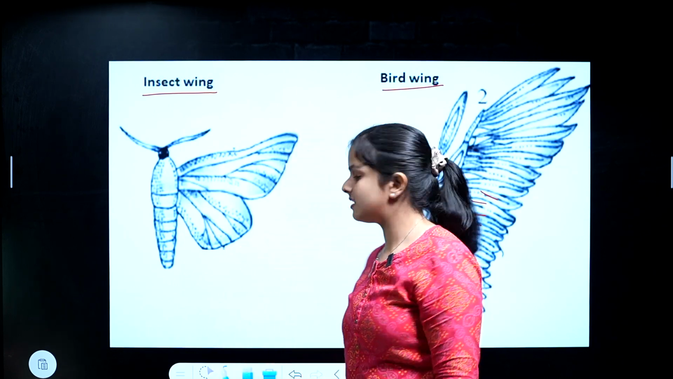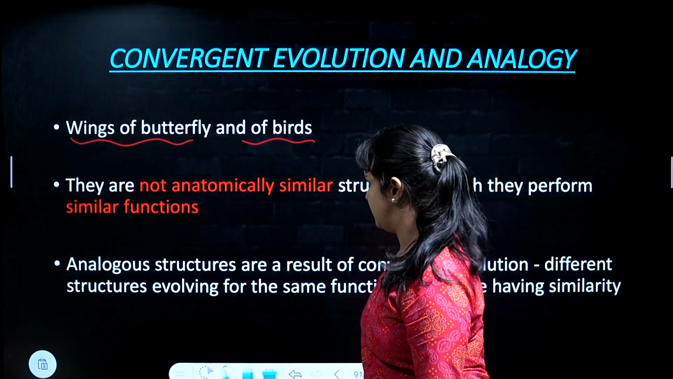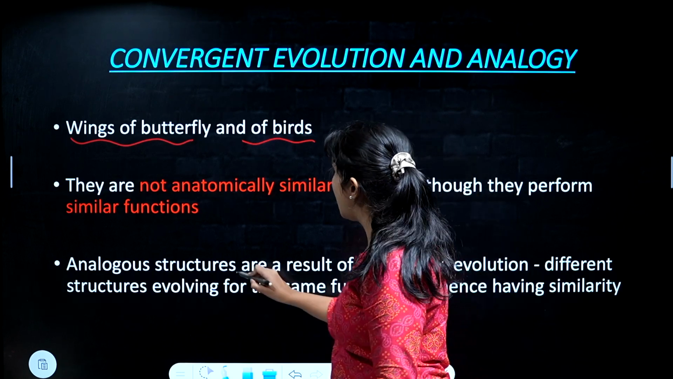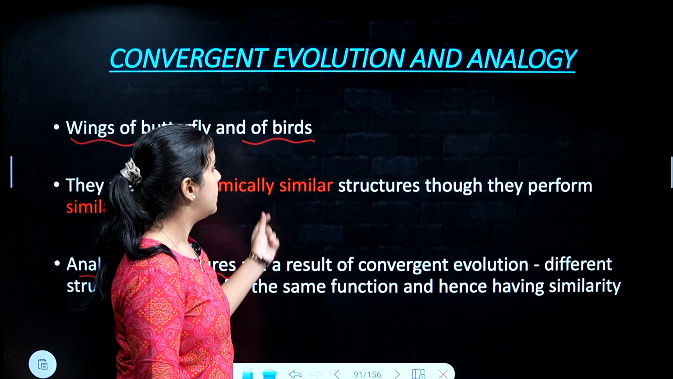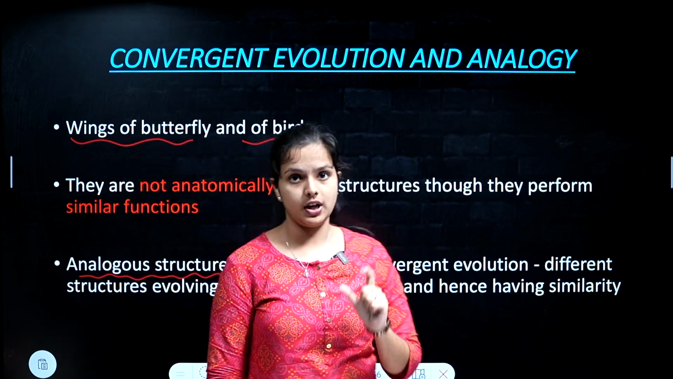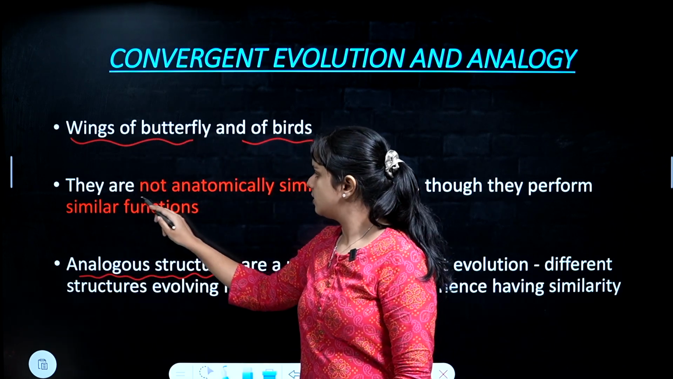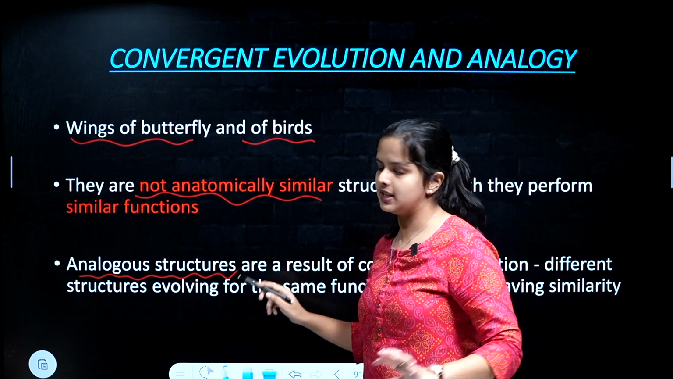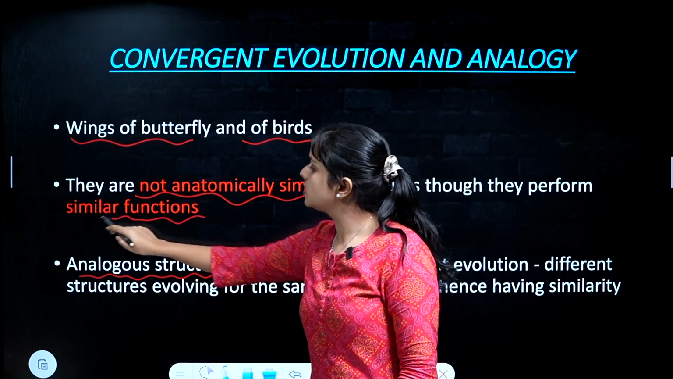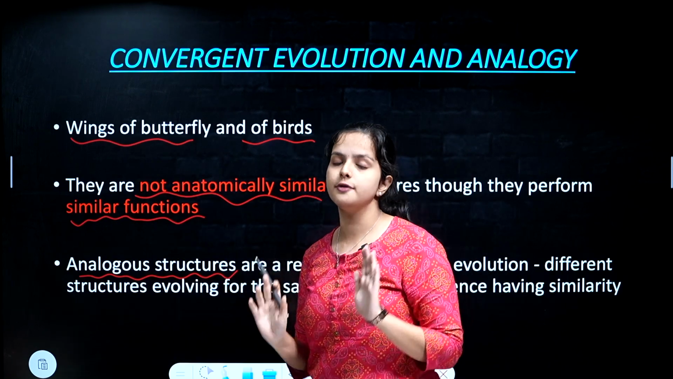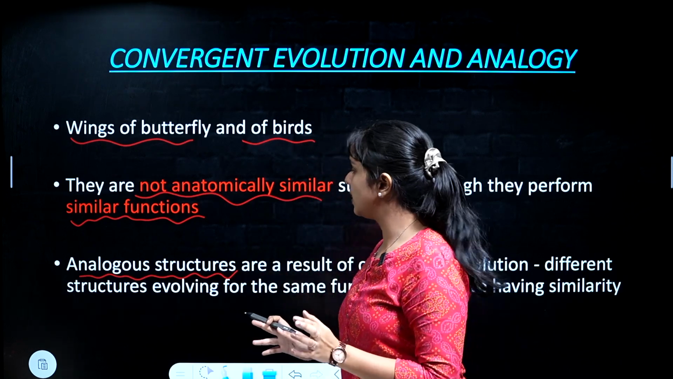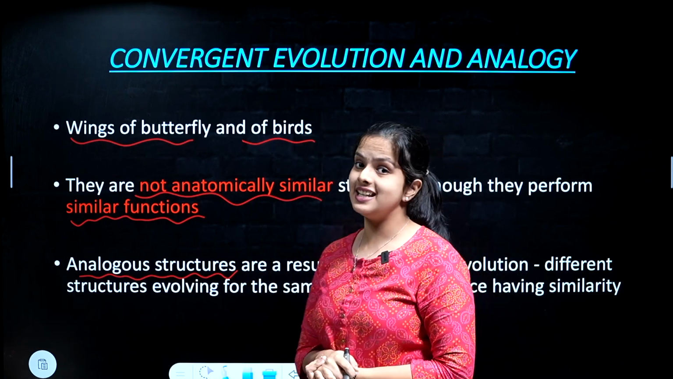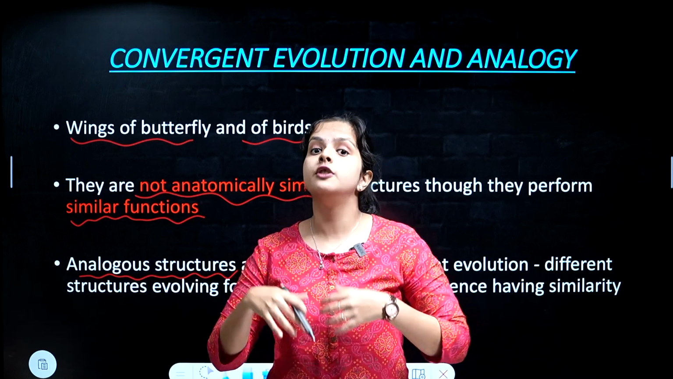These kinds of organs are known as analogous organs. They are called analogous structures or analogous organs. Anatomically it's not similar. The structure is completely different, but the functions are similar. It's just the opposite of homologous organs. So analogous organs are completely opposite of homologous organs. And analogy actually indicates that they had a convergent evolution.